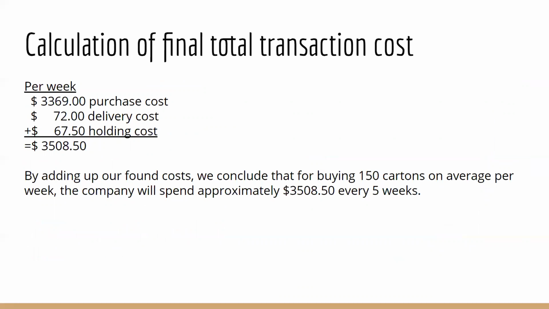Here is just our calculation for the final total transaction cost setting. So the purchase cost is constant, so no matter how many weeks you wait per truckload, the purchase cost is the same due to a constant amount of cartons per week. So that number is $3,369 plus a $72 delivery cost, which again is 360 divided by W, which we found out for the best price is 5 weeks. And then next is $67.50 for a holding cost.